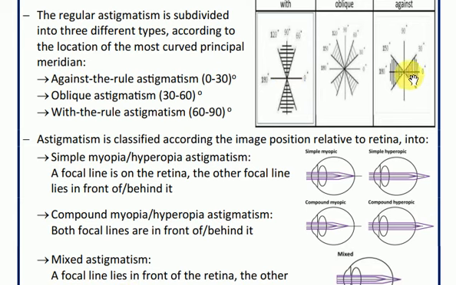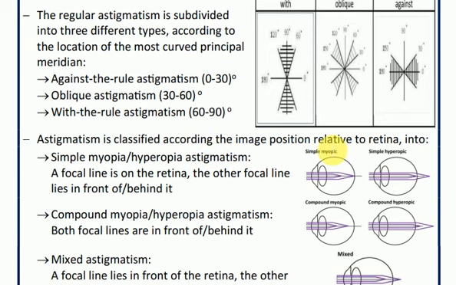In against the rule astigmatism, the horizontal meridian is steeper. Or we can say the steepest meridian is horizontal or within 30 degrees of the 180, between 30 and 150. The third type is oblique astigmatism, which occurs when the steepest curve is between 120 and 150 or between 30 and 60 degrees.